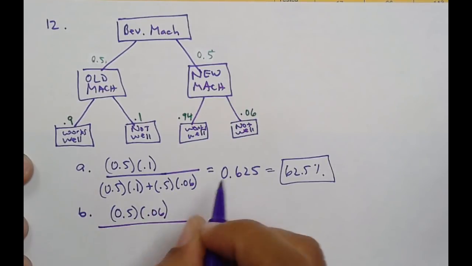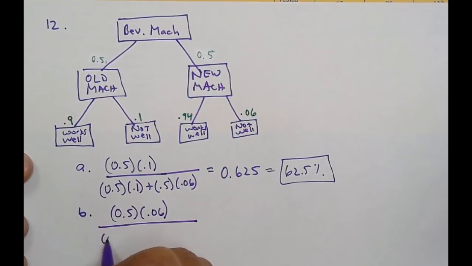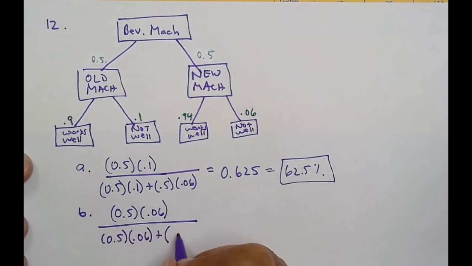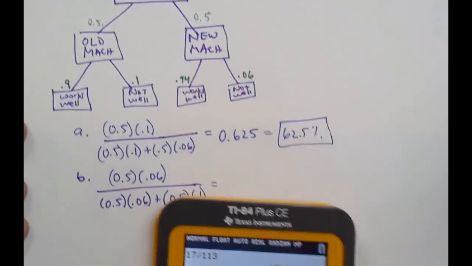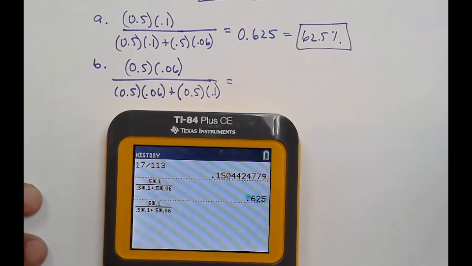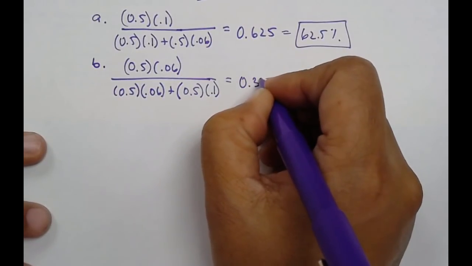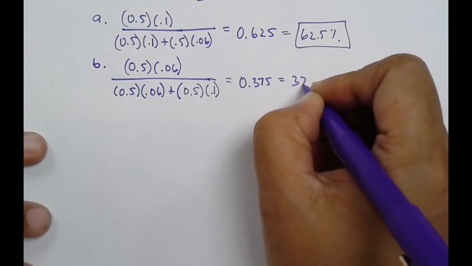And we're going to divide that by the fact that we have the new machine that didn't do well and the old machine that didn't do well. So 0.5 times 0.06 plus the old machine, 0.5 times 0.1, not doing well. So let's put that in the calculator. Since the denominator is the same, I essentially am just going to change this 0.06 instead of 0.1. Oops, not 66, 0.6. All right, so that's going to get you 37.5, or you could say 37.5%.